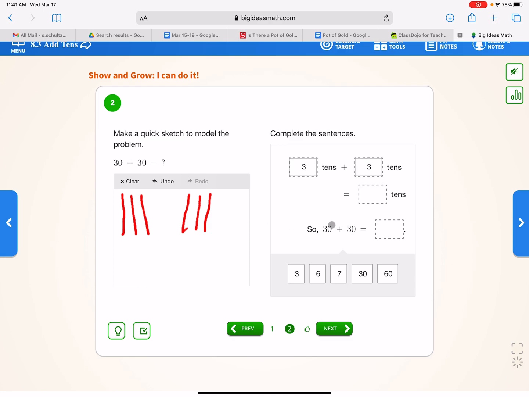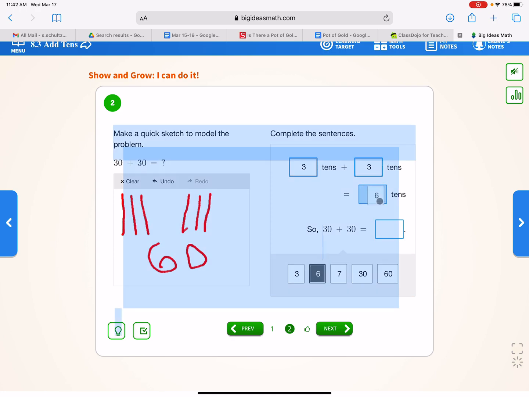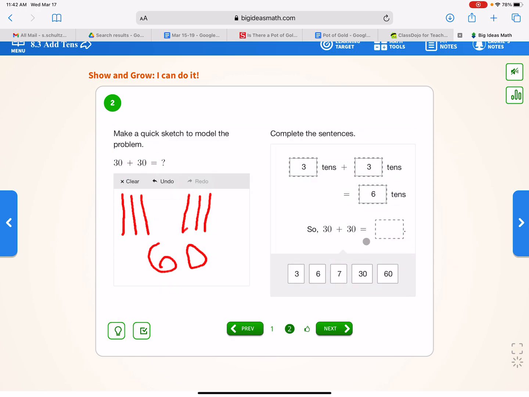60. So if we write the number 60 on our paper, 60 looks like this, right? 6 in the tens place and 0 ones, because we don't see any dots floating around to represent our ones place. But we have the number 60. So 3 tens plus 3 tens is 6 tens, and 30 plus 30 is 60.